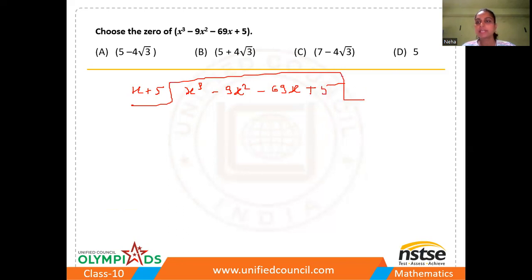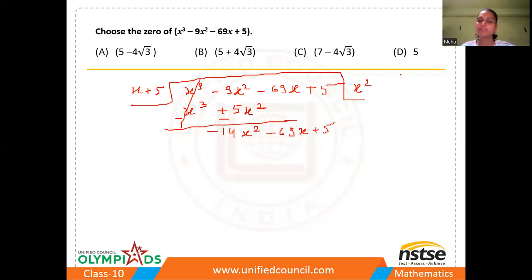First I can take x square, so x into x square gives x cube plus 5x square. Then this becomes minus, and 9 and 5 combine to give minus 14x square. Now the remaining terms I can write as they are, since I'm just dividing the equation. Then I can take minus 14x, so it becomes minus 14x square, and minus and plus becomes minus, and this is 14 multiplied by 5. So this is 14 multiplied by 5, that means this is what?